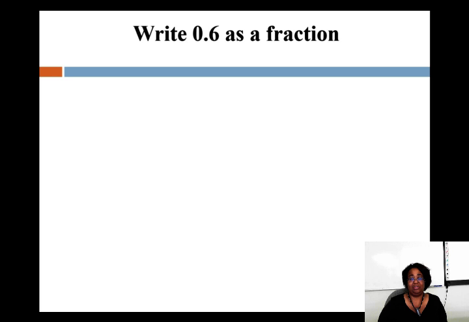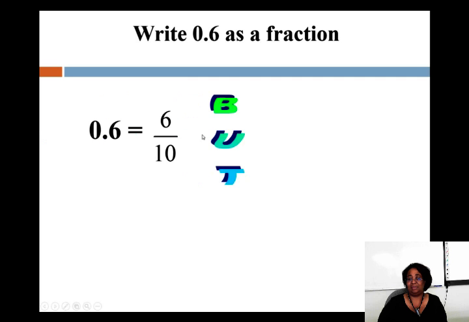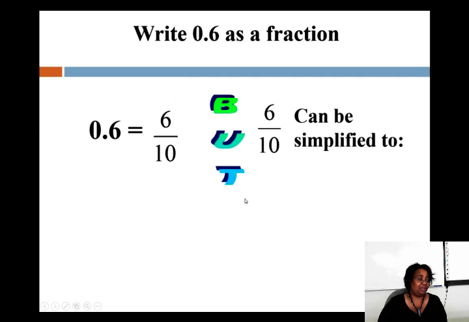I'm going to go to the simplifying right now. Remember that 6 tenths is the same as 6/10. But we know that 2 can go into both 6 and 10. So you need to simplify it and reduce it.